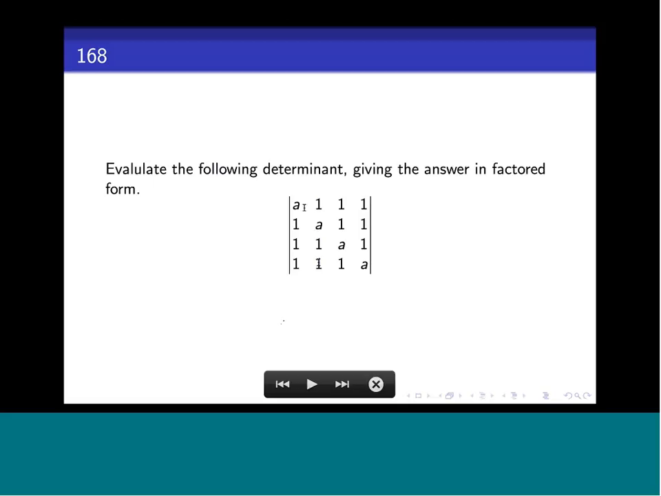Okay, so A minus 1 is definitely in there, because if A equals 1, this is definitely 0. A equal to minus 3 is also a 0, because if you add all the columns together, all the rows together, it's 0. So A plus 3 should be in there. You see it? Yeah. Okay.